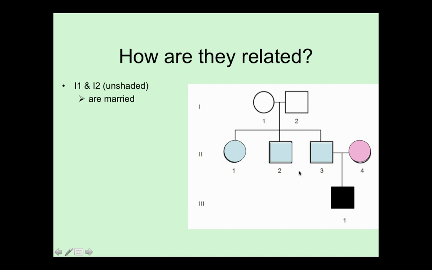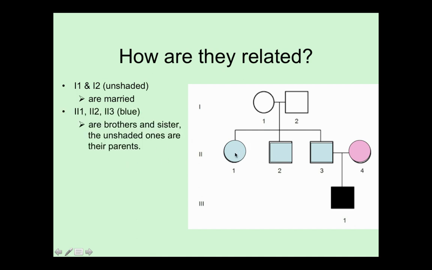How about these blue guys down here? Okay, so we've got a circle, so that's a female, square's a male. These three are siblings. That means they're brothers and sisters. Just the blue ones, though, not the pink one. And their parents are the unshaded ones above. See, these are married and they have these 3 children. This pink one's not connected to the parents or to the children line.